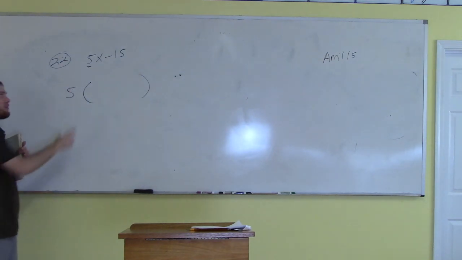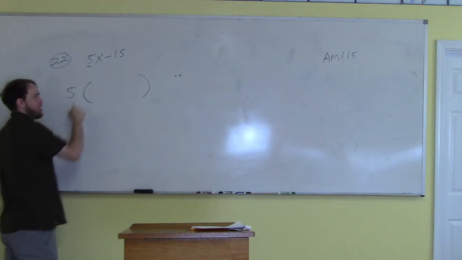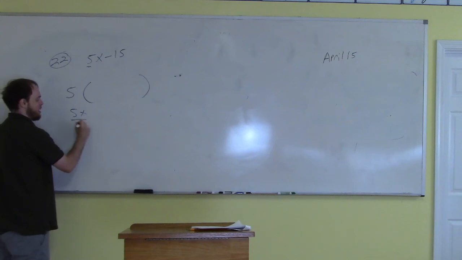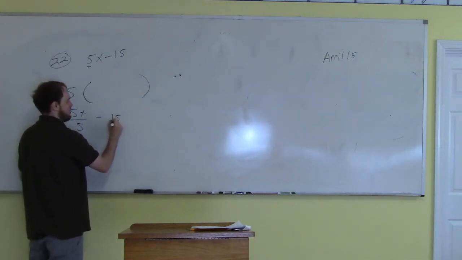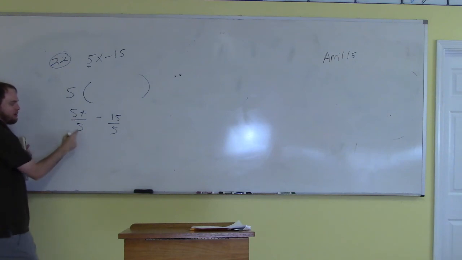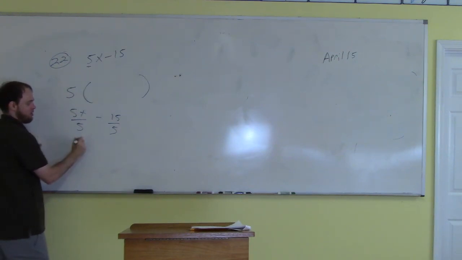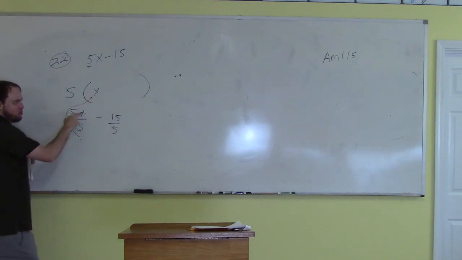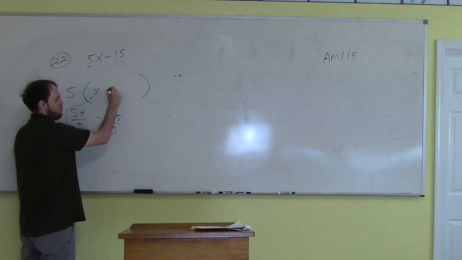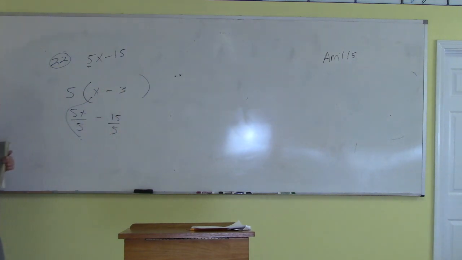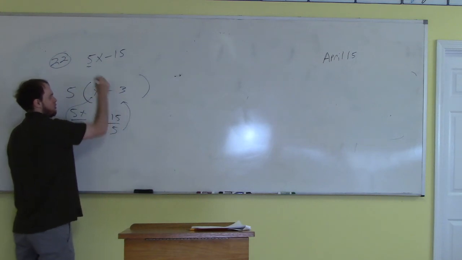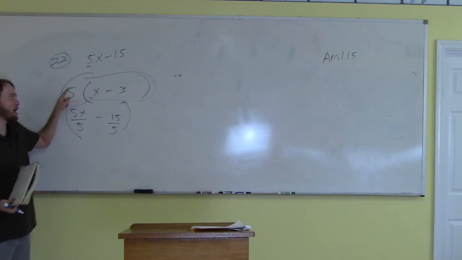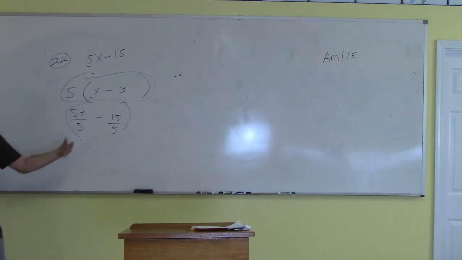I brought out a 5 because the 5 will go into the 5 and the 5 will go into the negative 15. So then I'm just going to do the division. I'm going to do 5x divided by 5 minus 15 divided by 5. So 5 divided by 5 is just 1, so that just leaves you the x. 15 divided by 5 would be a negative 3. And so this right here is your answer. Again, the 5 came out because the 5 will go into 5, the 5 will go into 15, and we did the division and got our answer.